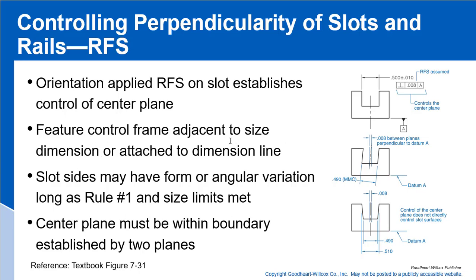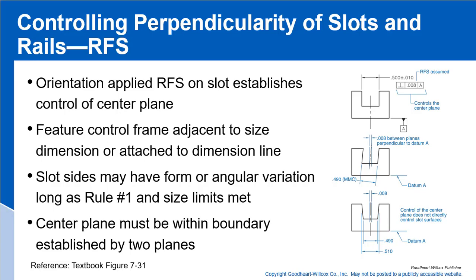The feature control frame is adjacent to the size dimension or attached to the dimension lines, and then the side slots may have form or angular variation as long as Rule 1 and the size limits are met. That's shown right here. We can have form variations or angular variations, and then we also know that the center plane must be within the two boundaries established by the two planes.